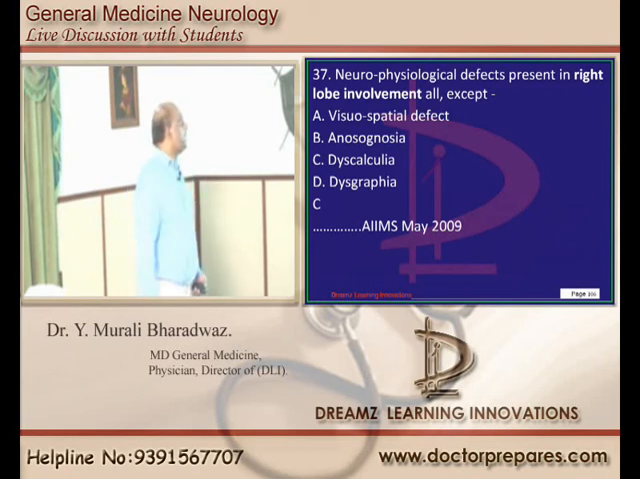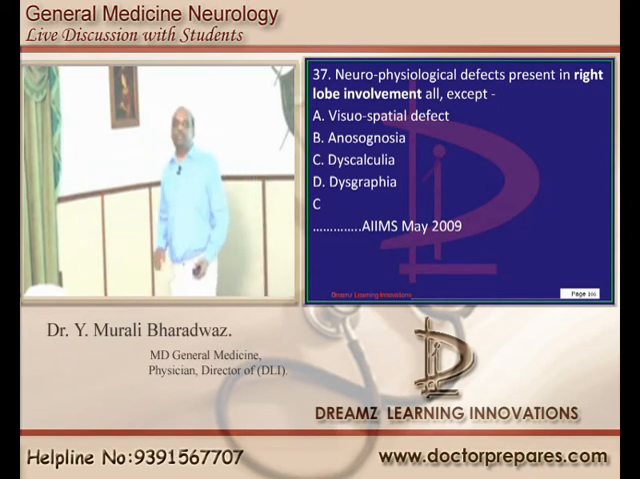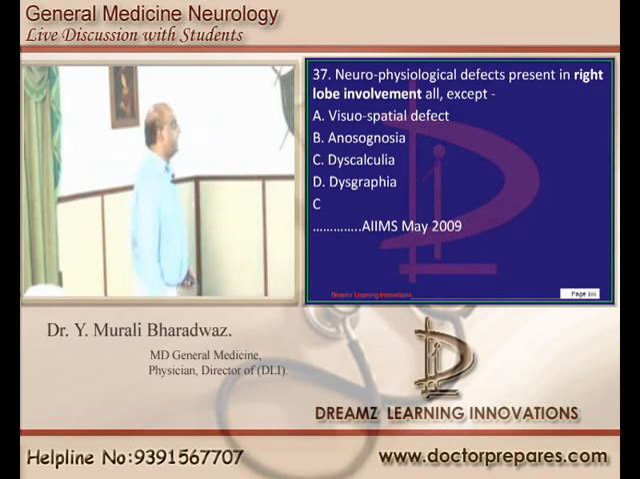The neuropsychological defects, if the right lobe is involved, what kind of problems you will have if the right lobe of the brain, right hemisphere is involved?